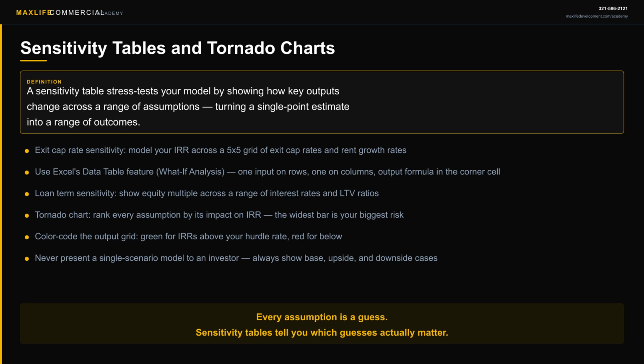For most CRE deals, exit cap rate and rent growth are the top two risks. Loan interest rate is usually third. Knowing this tells you where to spend your diligence time and where to build in the most conservatism. At MaxLife Commercial, we never present a deal to an investor with a single scenario. We always show base case, upside, and downside. And the sensitivity tables make the assumptions behind each scenario completely transparent.